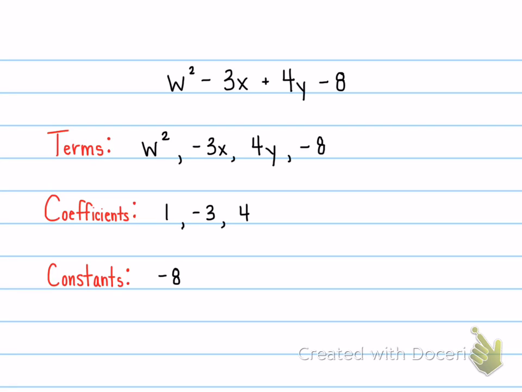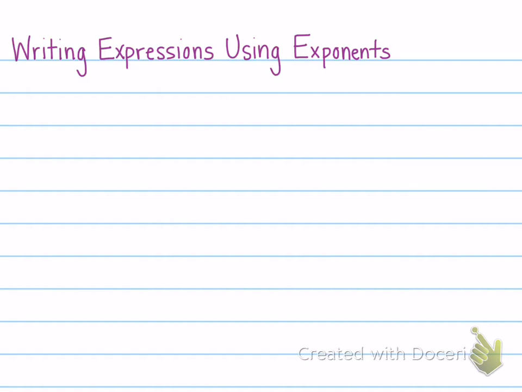Okay, so then the next thing we need to be able to do is write algebraic expressions using exponents. We already know that an exponent tells you how many times to multiply the base number. So if, for example, you were given w times w times w, you can see that the constant base in this problem is w. So we've taken w and we've multiplied it 3 times. So that would be w to the 3rd.